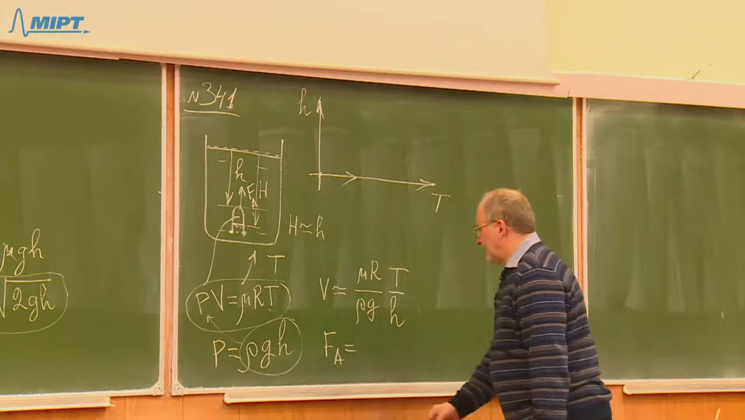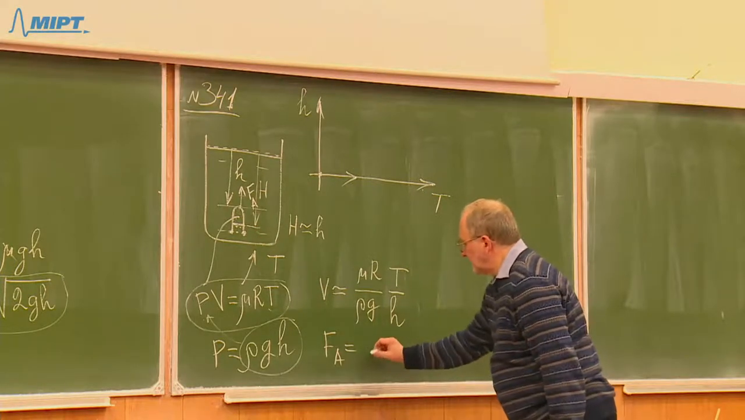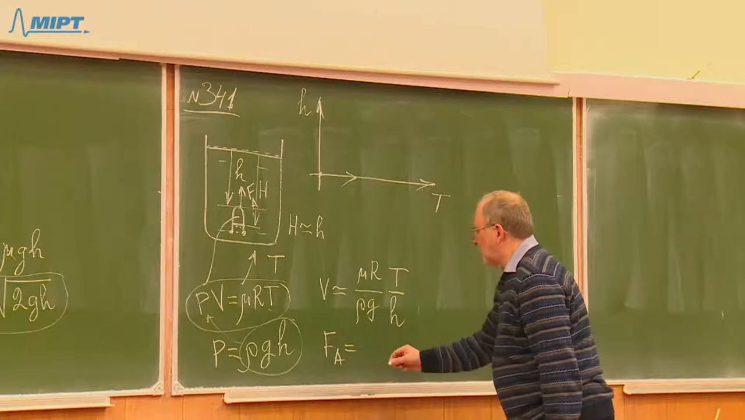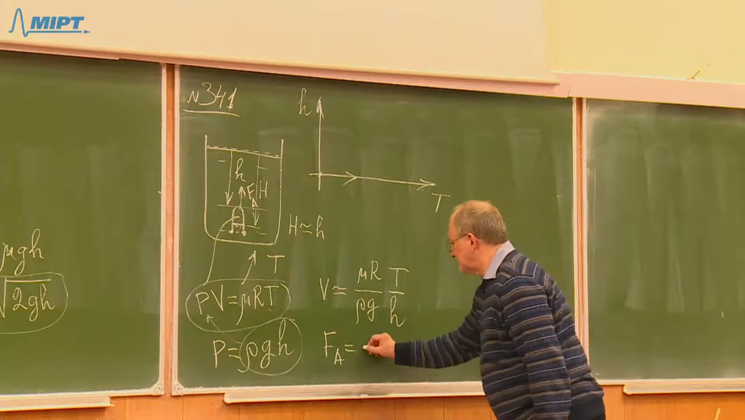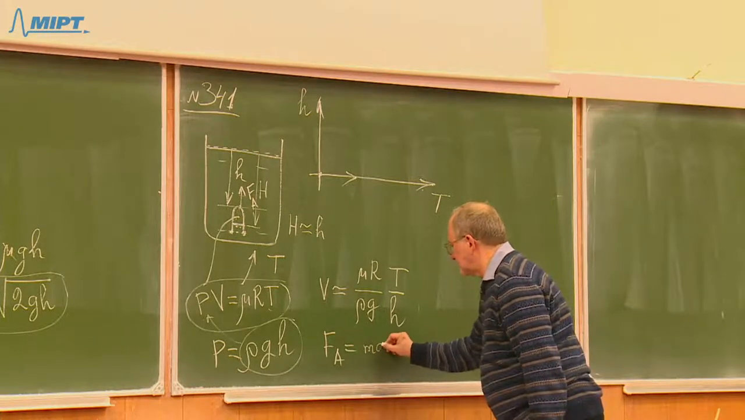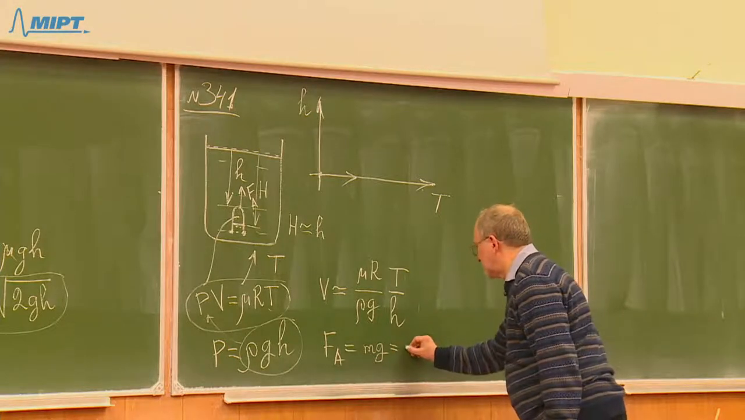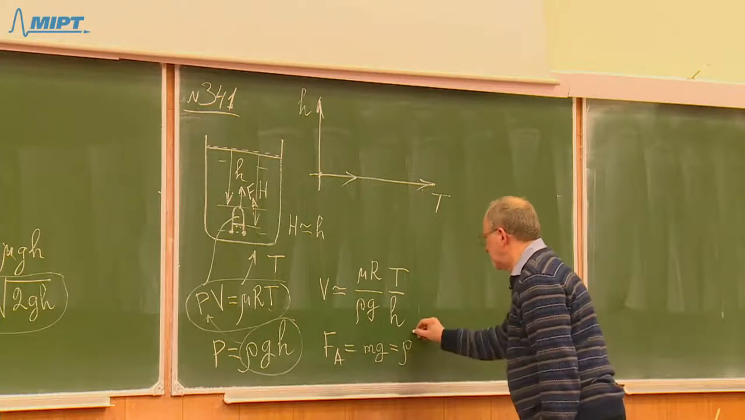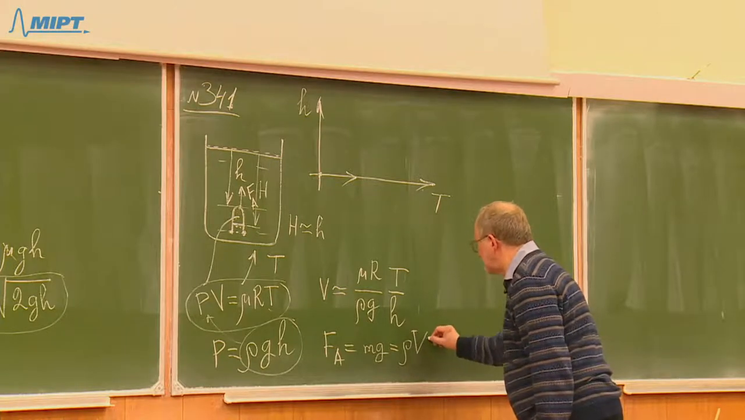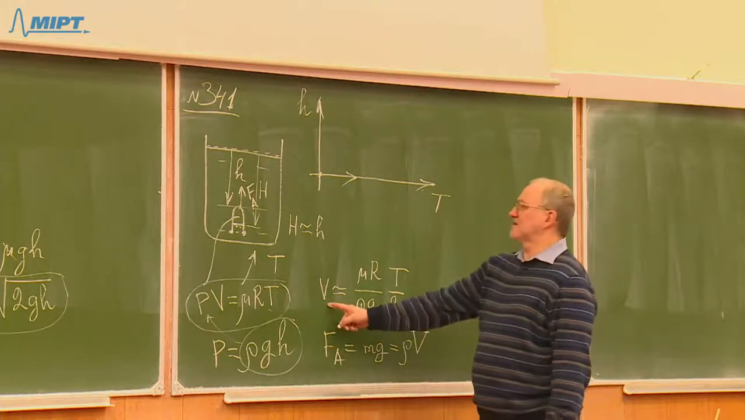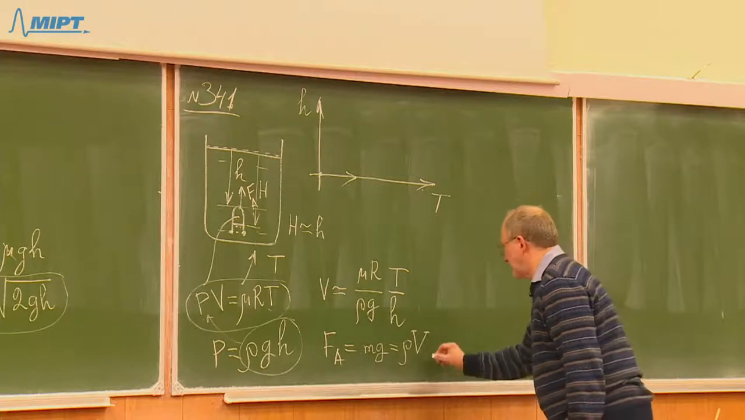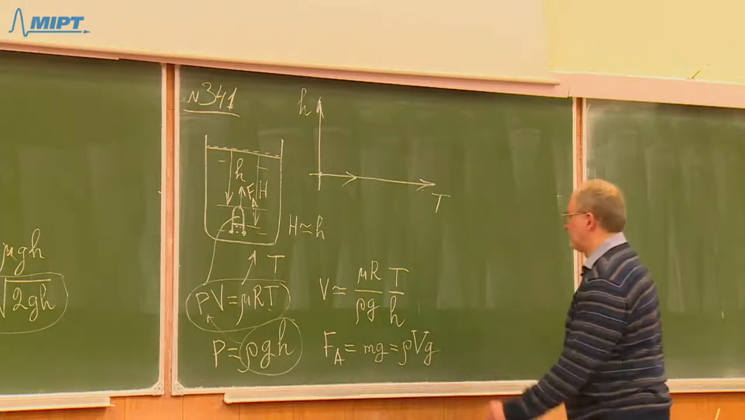So the Archimedes force will be the weight of the displaced liquid, and the weight is the mass of the displaced liquid times acceleration of free fall, and the mass of the displaced liquid is the density of liquid times the volume of displaced liquid, and this volume is exactly the volume of our gas, times the acceleration of free fall.